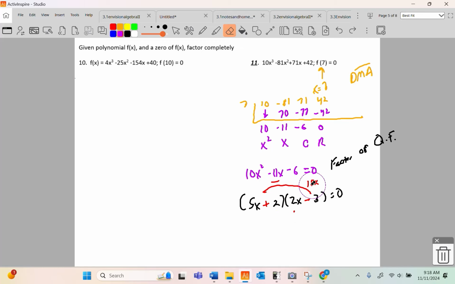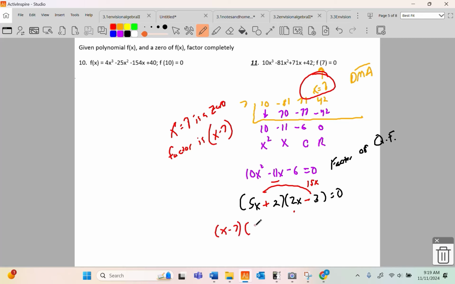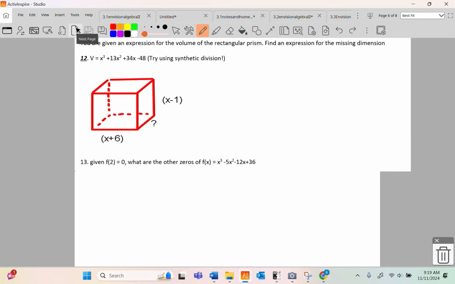Now, your job was to factor it completely, right? So I have this, and I have that. X equals 7 is a 0. The factor is x minus 7. X minus 7 was the given factor. Then we did some more factoring because factoring is our favorite F word. That is the complete factorization of the given polynomial. I have 12 highlighted.